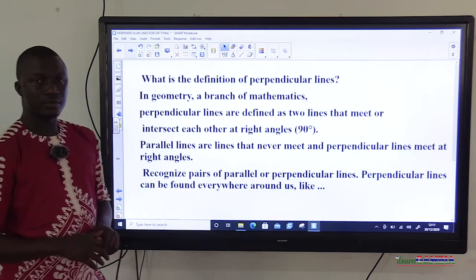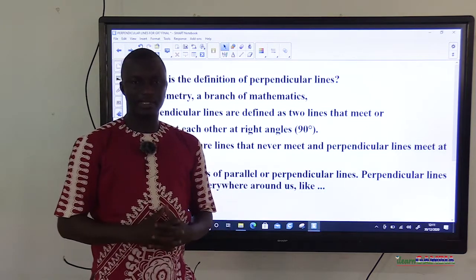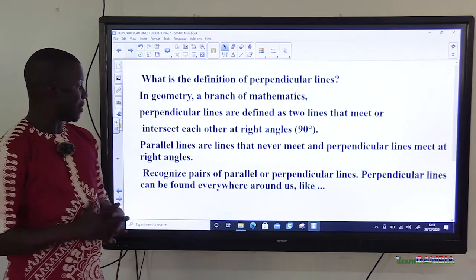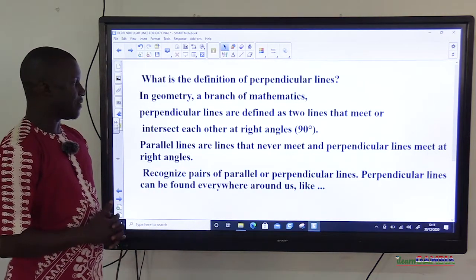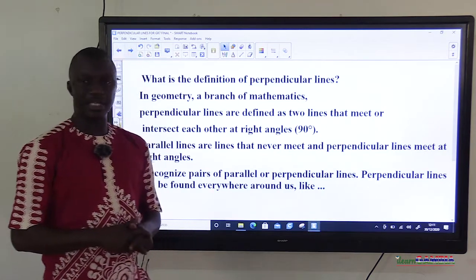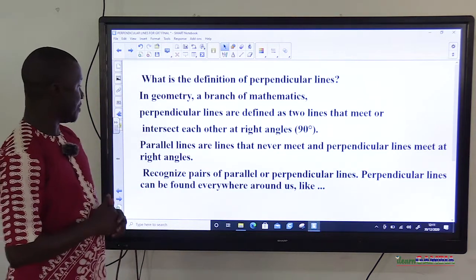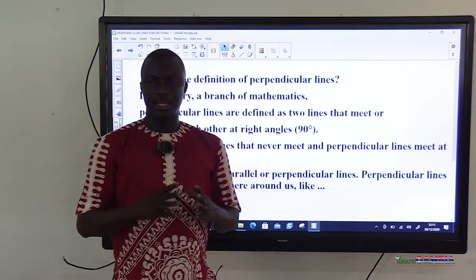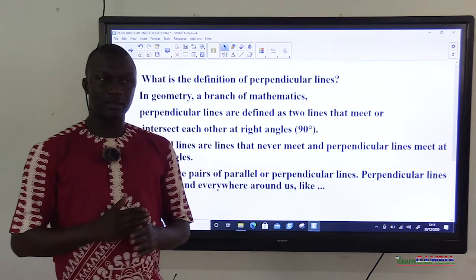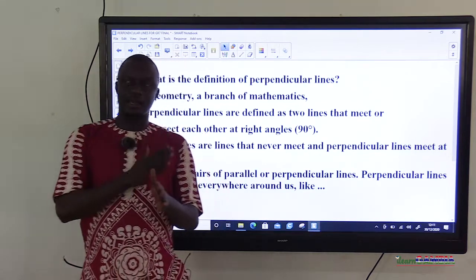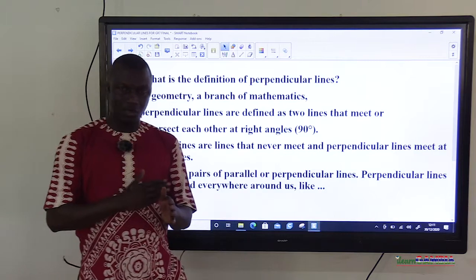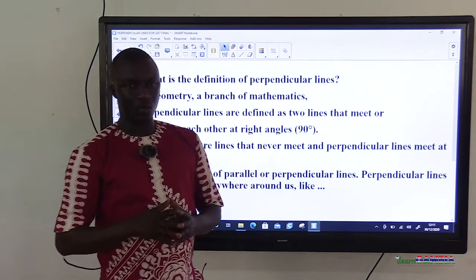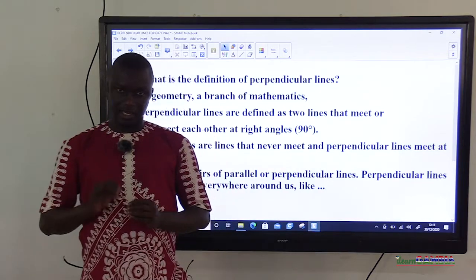Now first, we tell you what perpendicular lines are, their definition. Geometry, as we know, is a branch of mathematics. Perpendicular lines are defined as two lines that meet or intersect each other at a right angle. It is not only two lines that meet, but they must meet at a right angle. Where these two lines meet or intersect, that point must be a right angle. And here, if you say a right angle, we are referring to a 90 degrees angle.